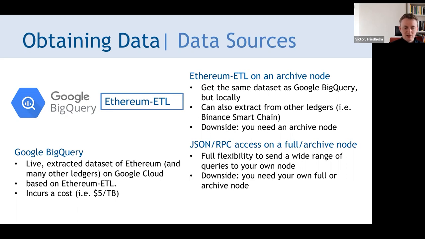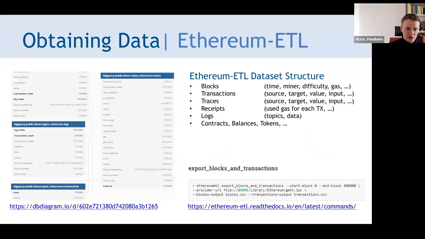But before that, I quickly want to mention, if you have access to such a full or archive node, you can use the JSON RPC access that it provides. This allows you to run a wide range of queries and gives you full flexibility to check out even underlying states that are stored on the ledger. This would even go beyond what Ethereum ETL can tell you. But again, the downside here is you need to have such an archive node.